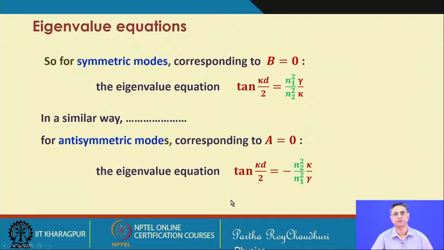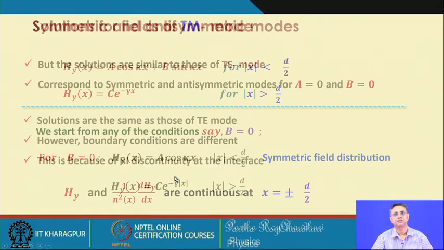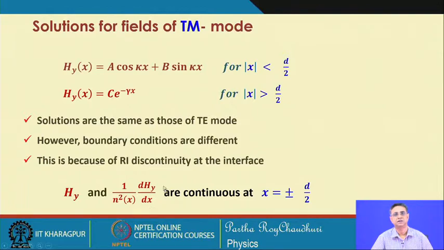Similarly, for the antisymmetric modes, that is when you put A equal to 0, we will get the same equation which is again similar to the TE modes of the structure, but there is a difference of this quantity, that kappa will be associated with n1 square and gamma will be with n2 square. So, in this form it will appear just because of the boundary condition, that is the continuity of this quantity across the interface.